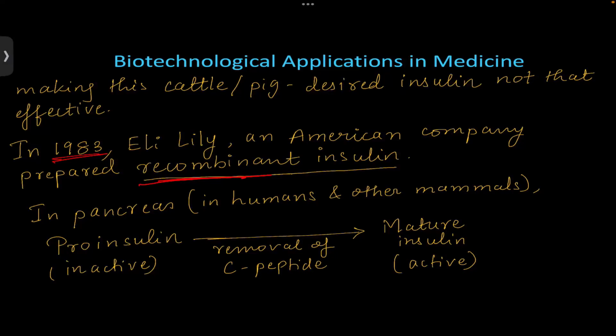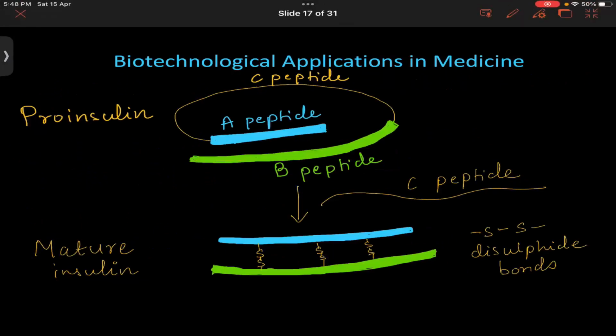In humans and other mammals, in the pancreas, insulin is normally produced in an inactive state. But after removal of one peptide component, that is the C peptide, insulin immediately transforms into its mature and active state. So in this figure, I have shown how the native inactive insulin structure looks. This is your proinsulin.